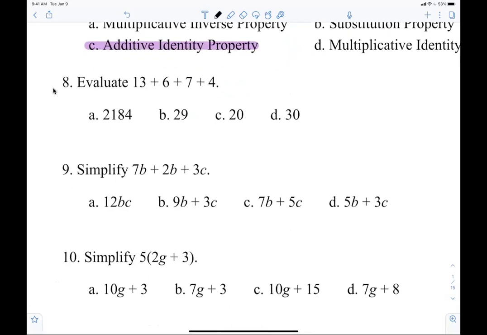Number 8, I think what they're trying to show you is it doesn't matter how you add, but it'd be quicker to do this, right? 13 plus 7 is what? And then 6 plus 4 is what? 10, all right? So then 20 plus 10. There you go.